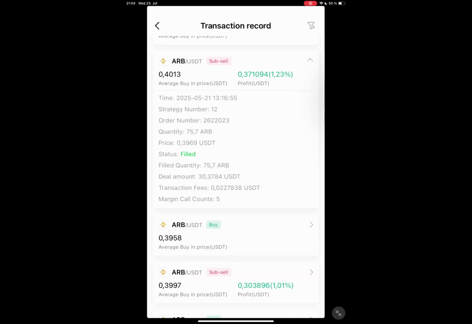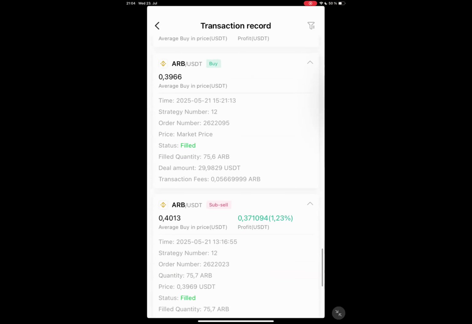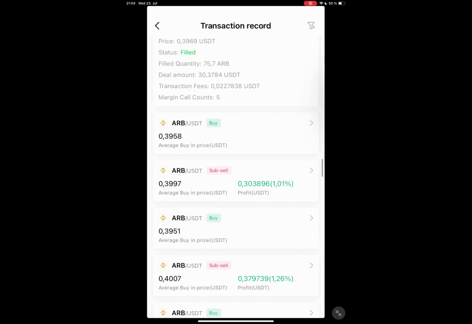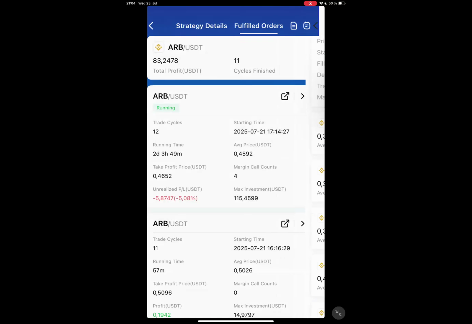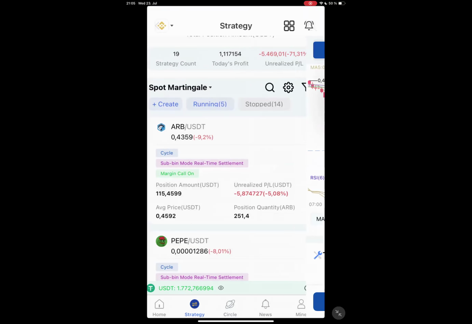This is another fifth call. Okay, so that was what I was explaining to you, that this one alone gives more profit. That is why it's also good to put your trade on real time settlement. All right, let's move out.